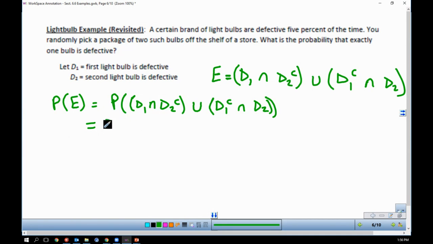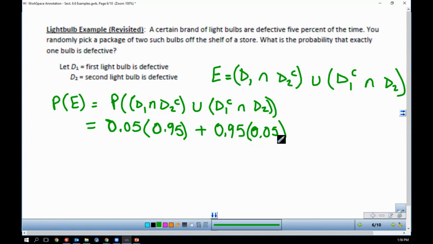5%. So 0.05. What's the probability that bulb 2 is not defective? 0.05. Isn't it? Wait, not defective. Oh, 95. That takes care of our first situation. Now let's look at our last situation. What's the probability that bulb 1 is not defective? 0.95. What about the probability that bulb 2 is defective? 0.05.